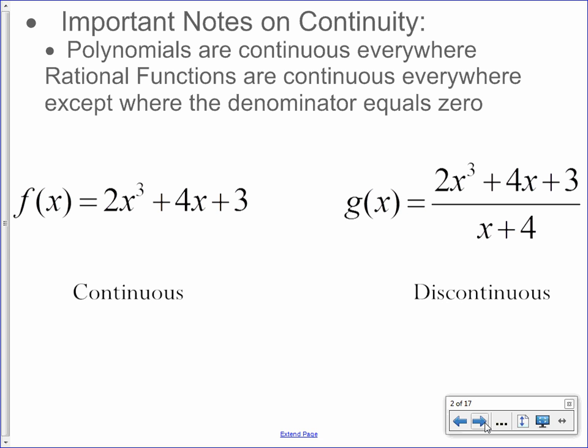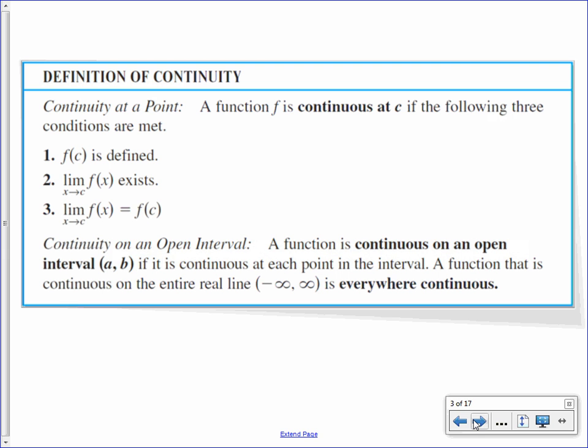Continuity. This definition is important. There are 3 things that have to happen in order for a function to be continuous. You need to know these 3 things. This is the way that we prove whether something is continuous or not. You cannot forget these 3 things. Okay, so this is continuity at a point.